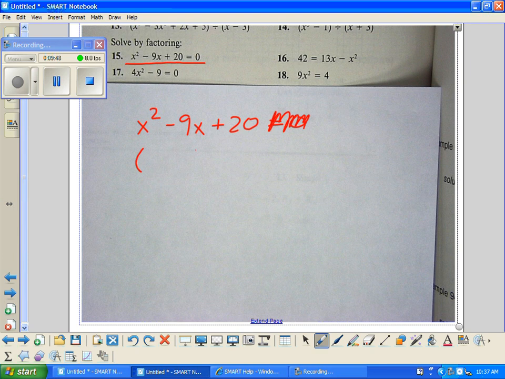Nothing comes out. So since it's a trinomial, I hope it will factor. X times x is x squared. I think of the factors of 20: 1 and 20, 2 and 10, 4 and 5.